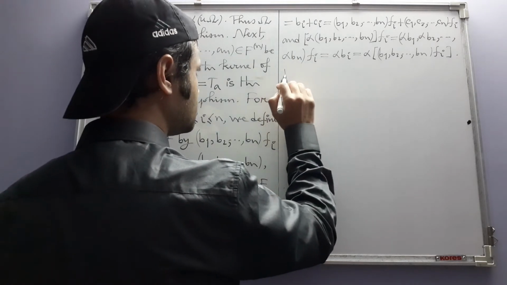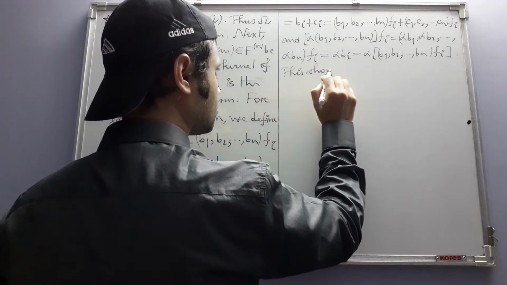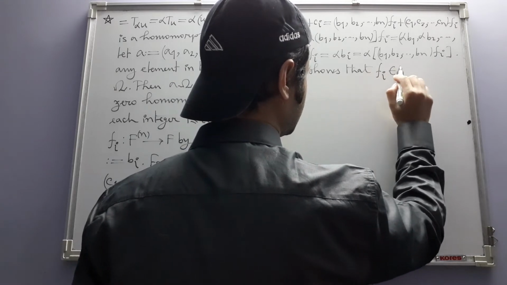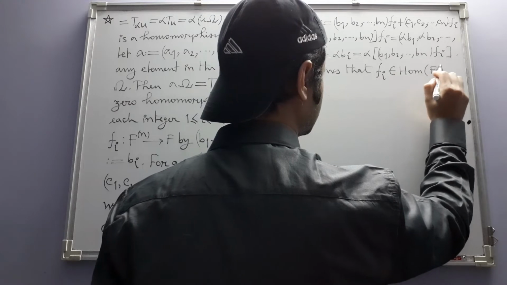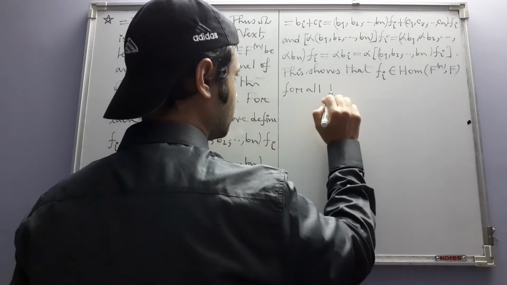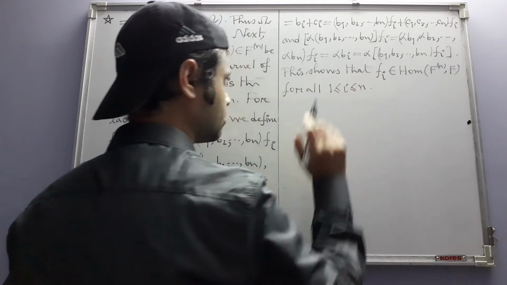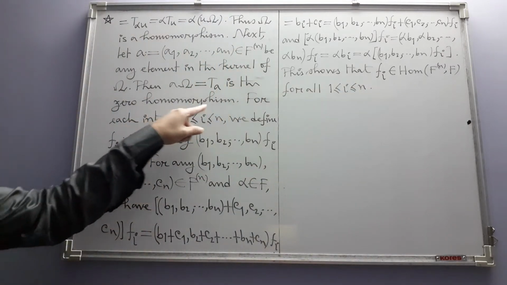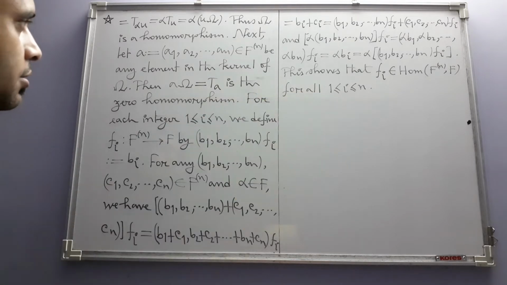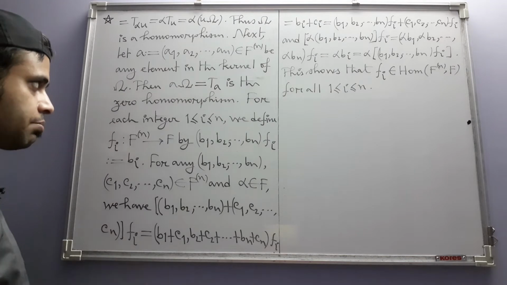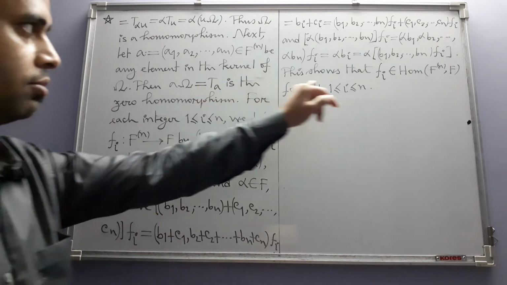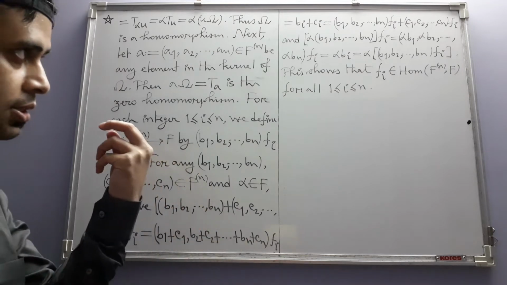Okay, this shows that fi is a homomorphism from fn into f for all integers i varying from 1 to n. Now the condition that we have here, we are now going to apply that condition to these fi's, because Ta is supposed to be the zero homomorphism on this space. So in particular, if we apply Ta to these fi's, we should get 0, namely the zero scalar actually.